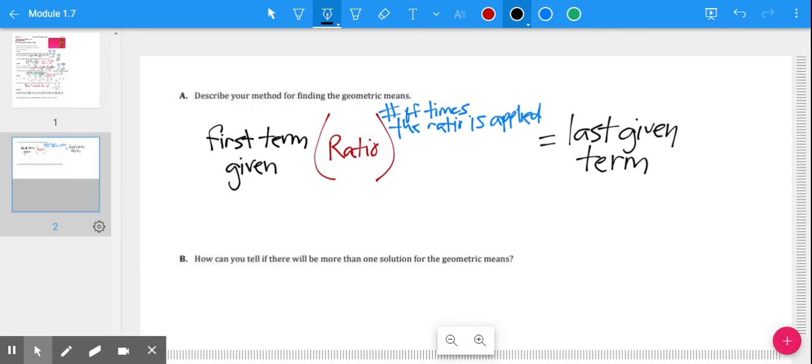So how can you tell if there's going to be more than one solution for the geometric means? It's either going to be a positive or a negative. So if you get out a positive root, so when you solve for that ratio and you get a positive number, try a negative of the exact same number. So if it's a 2, try a negative 2. If it's a 7, try a negative 7 and see if it still works in the table.